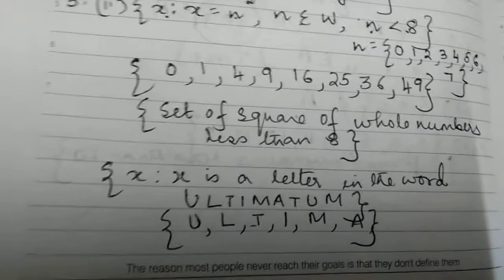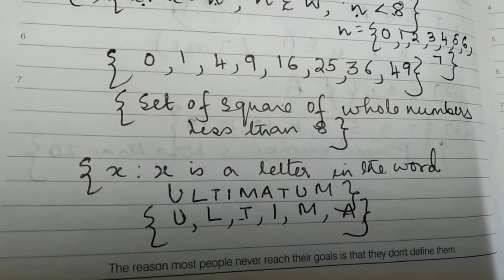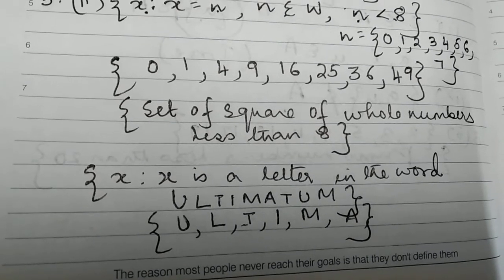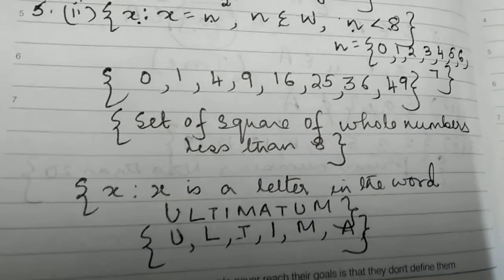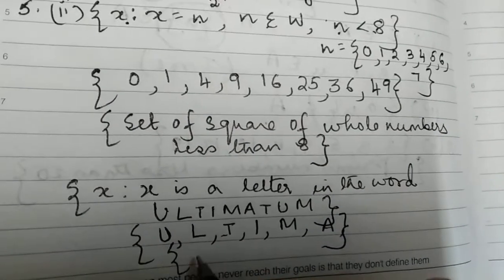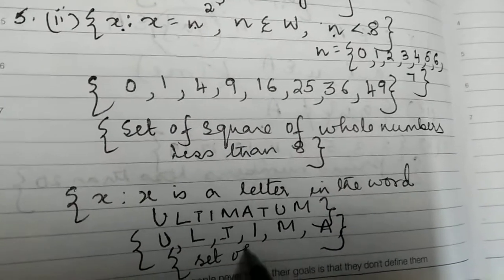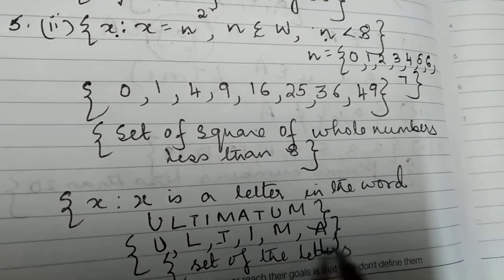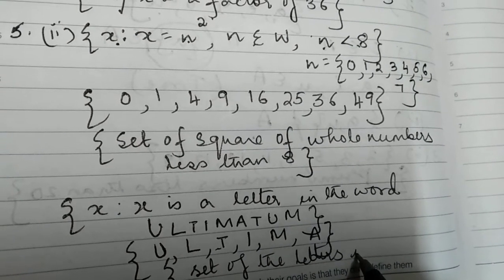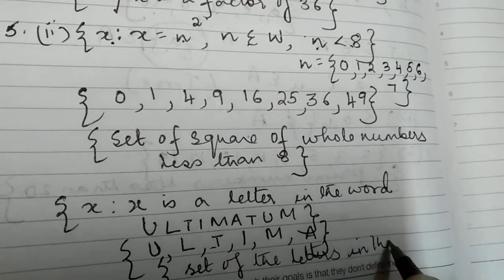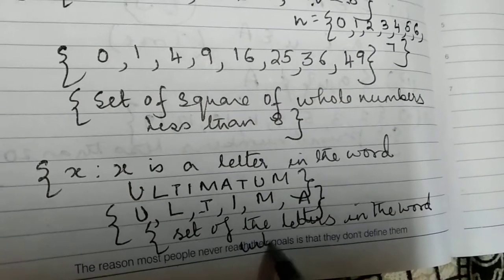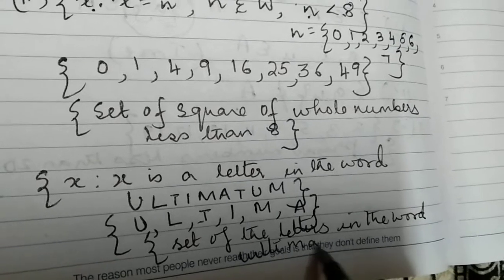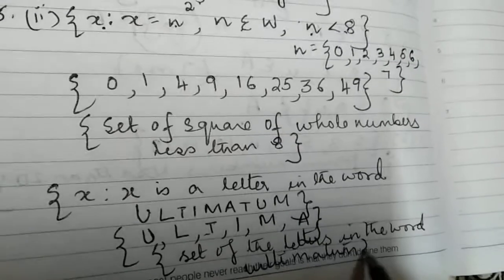So in the descriptive form, how will I write? So X is the set of letters in the word, and you write down the word ultimatum. Did you understand? All right.